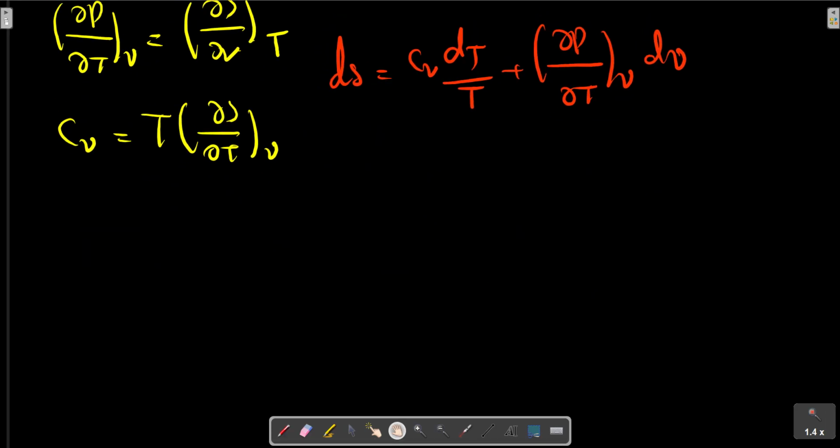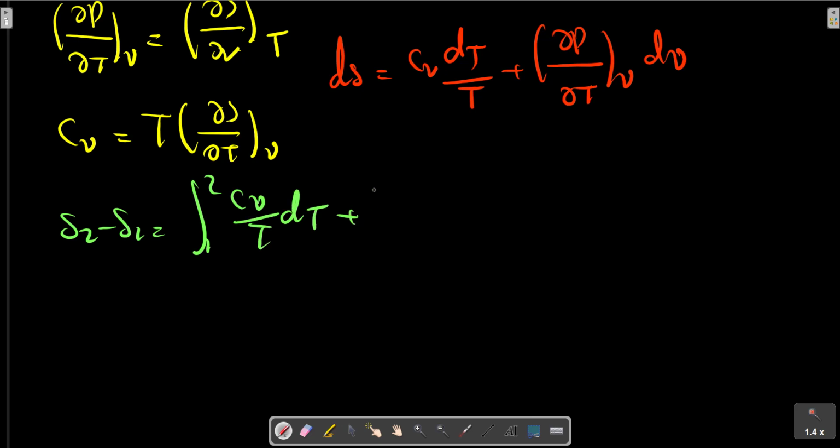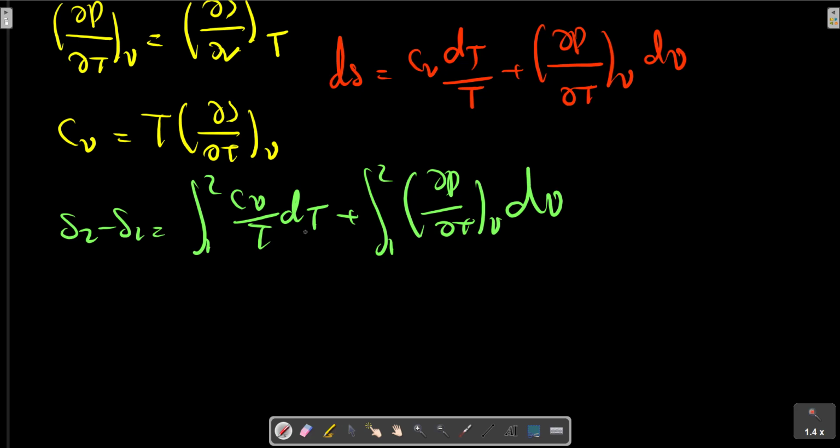This is the relation for dS for a change in entropy, and we can write S2 minus S1. This expression for change of entropy concerns the change of entropy along an isometric where the constant volume specific heat is known and along an isotherm where the equation of state explicit in P is known. Thus, it is analogous to the expression for change of internal energy expressed before. Volume expansivity and isothermal and adiabatic compressibility is the next section.